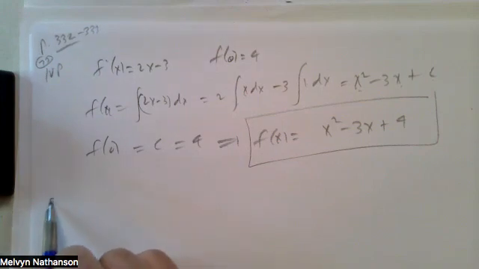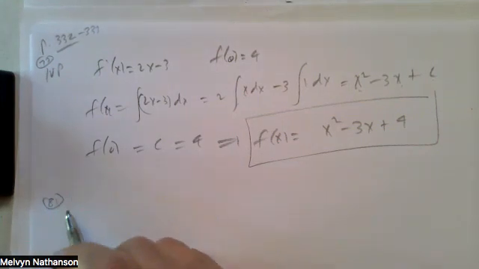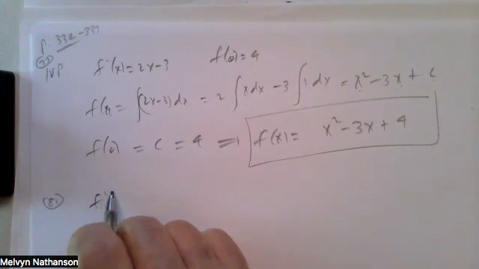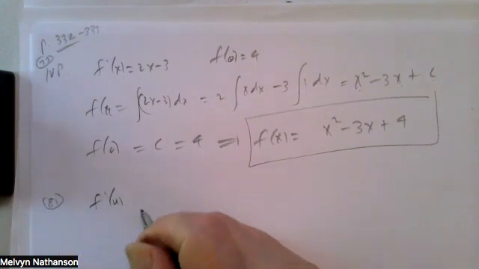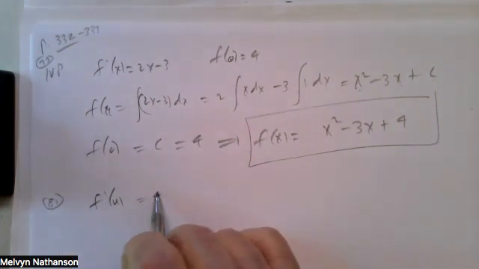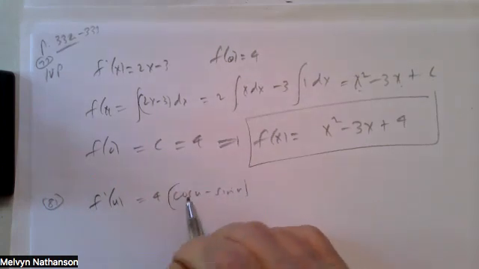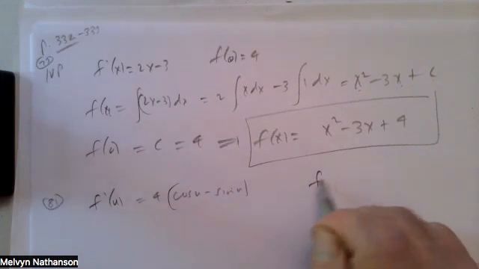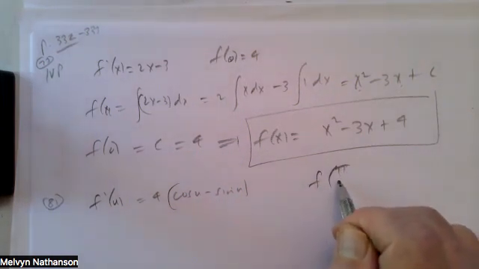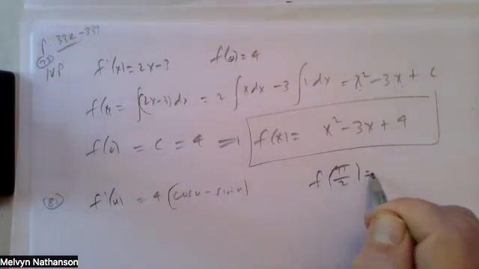Let's look at number 81. Suppose we have a function f of u whose derivative is 4 cosine u minus sine u, and the initial condition is that f at pi over 2 is equal to 0.